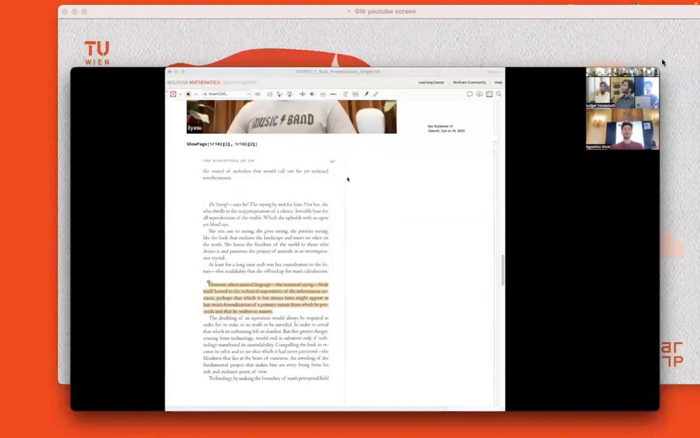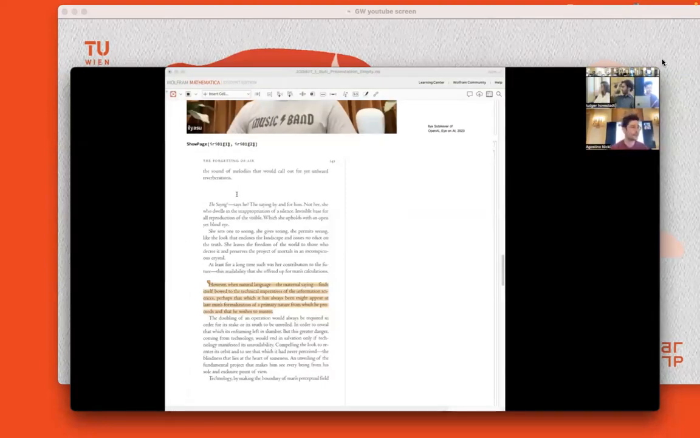Luce Irigaray... Lucien Garel cautions us against taking language lightly. Many years before natural language processing became a thing, she writes, the natural language, the maternal saying, finds itself bowed to the technical imperatives of the information sciences. Perhaps that which it has always been might appear at last: man's formalization of the primary nature from which he proceeds and that he wishes to master.